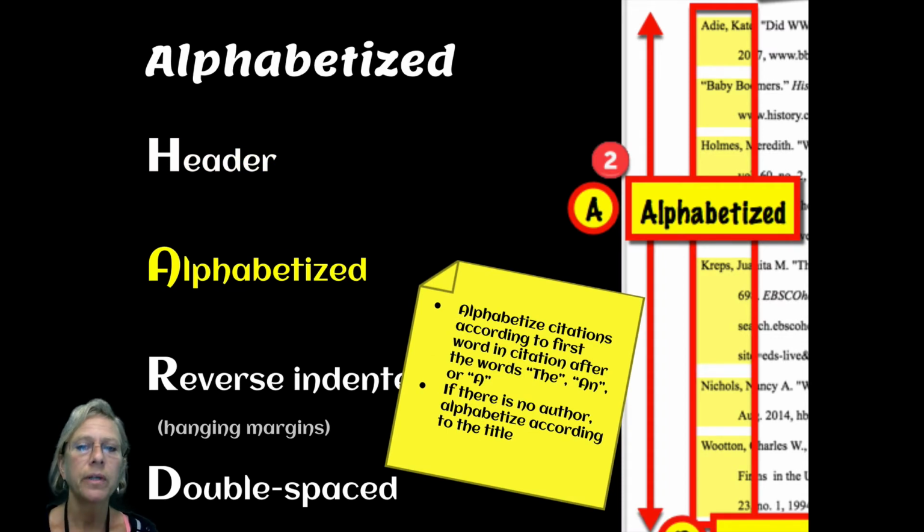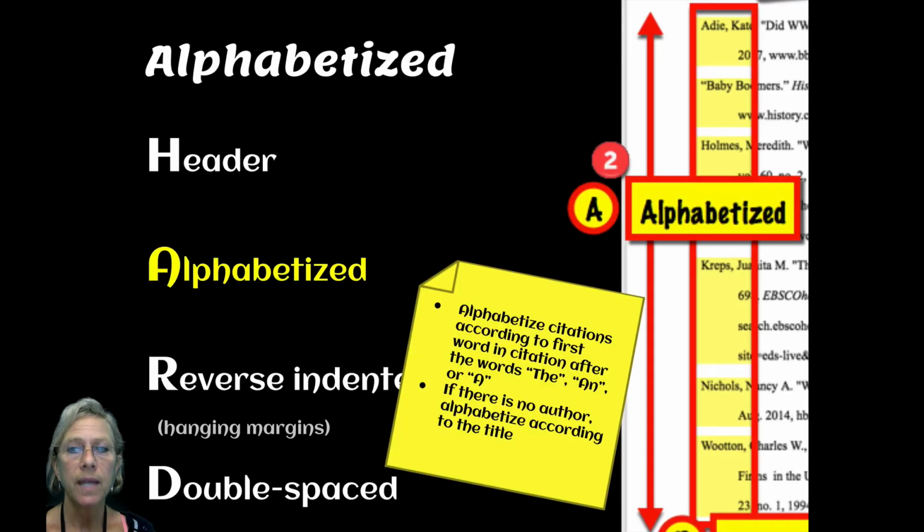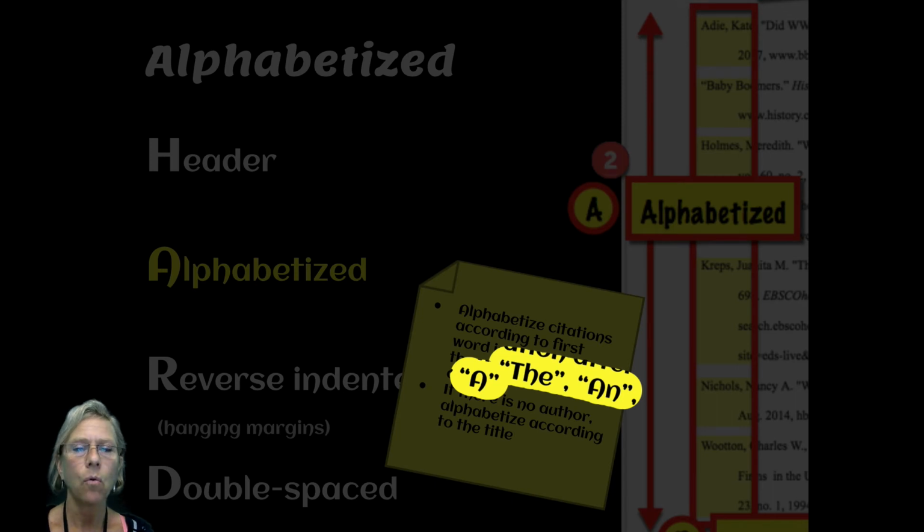Alphabetized is pretty self-explanatory, except that if there is no author, you're going to alphabetize according to the title of the document, of the resource. So you can see in this example we have Addie is at the top, but the next one is Baby Boomers. That's because there is no author for that one, and so they have used the title of the article as the thing with which you alphabetize. So that's great, except when the title starts with the, an, or a. If it has any of those 3 words, you skip to the next word after that and alphabetize according to that.